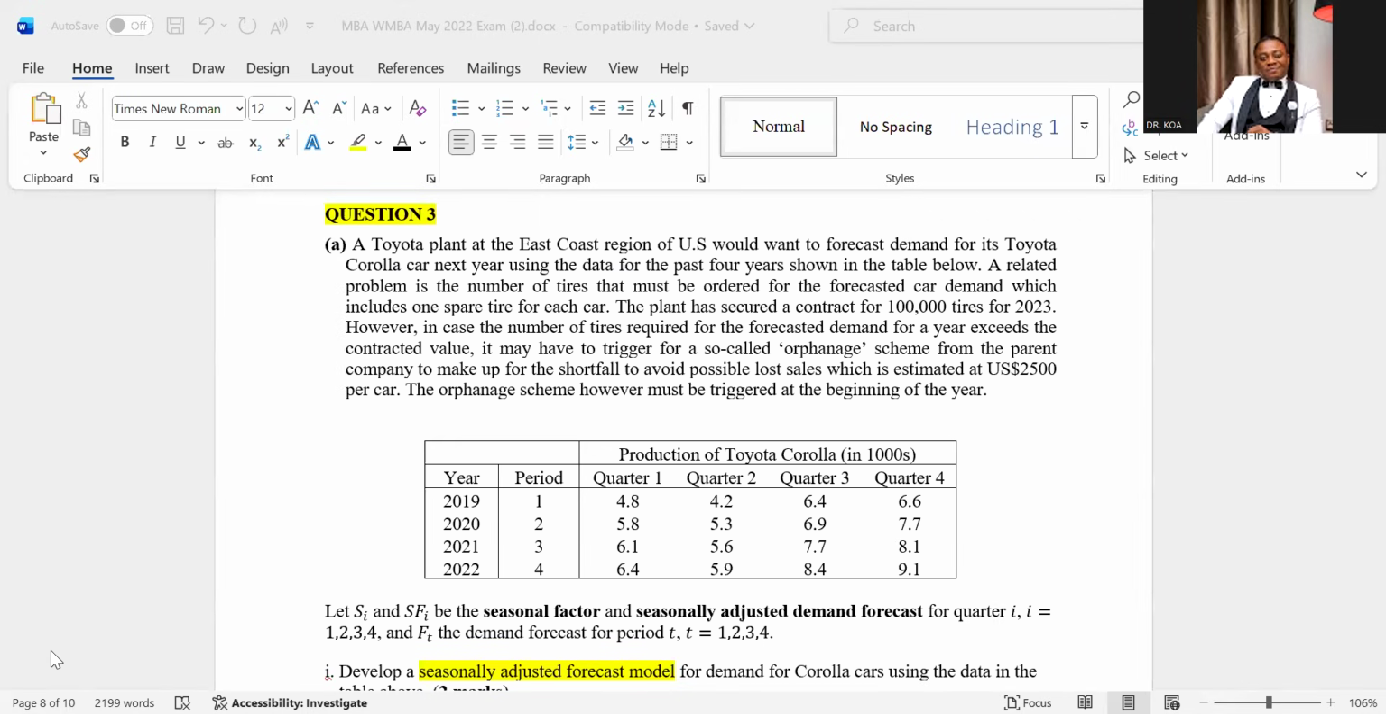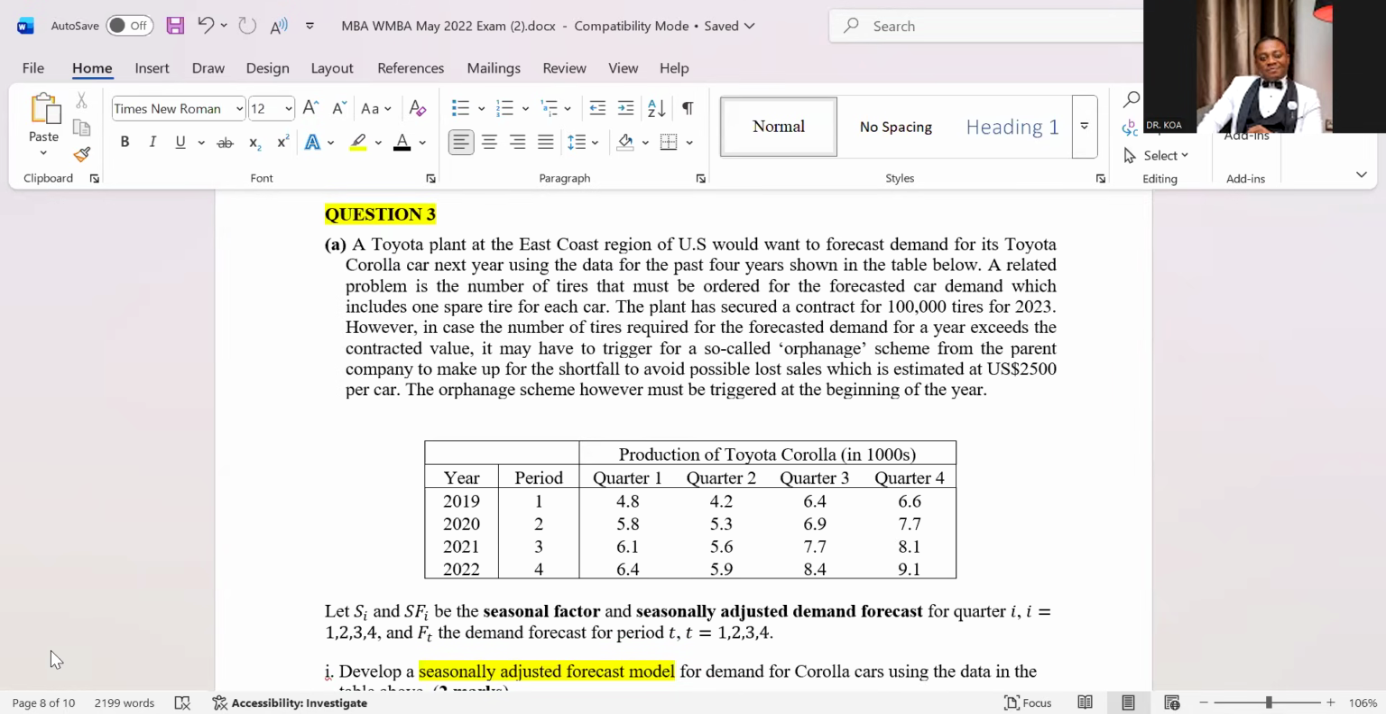According to them, when you look at the story, each Toyota Corolla requires how many tires? In total, how many tires? 100,000. No. Each. I didn't say the entire plant. Each. Say five. Why not 4? Because it says it includes 1 spare tire for each car. Exactly. You see, that part is the part where the smartest are separated from the smart.